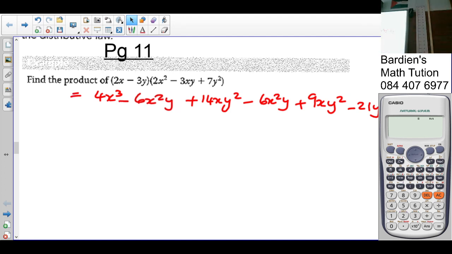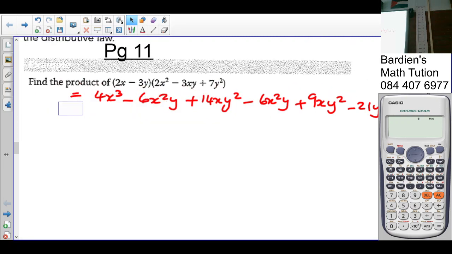That is not behind the calculator. Oops.